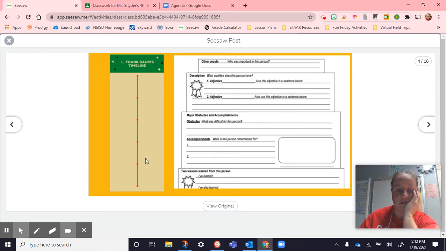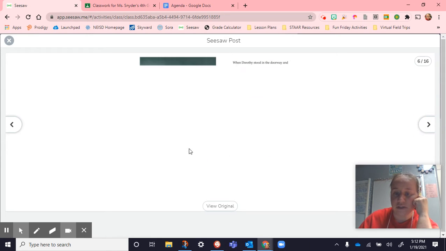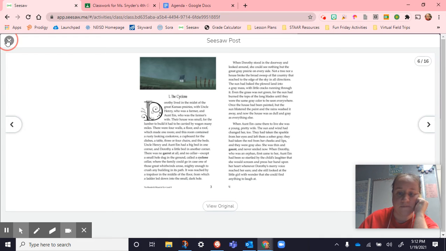Everybody, however, is going to use this timeline. So you can take this timeline and copy it and put it into your Seesaw or Slides or something, but we want to make sure this is included in there. And then I made a suggested reading page here. So here's a schedule. So Tuesday, I recommended that you read pages 3 to 5, and then so on. That way you can split up a little bit each day. So again, you're just reading this story here.